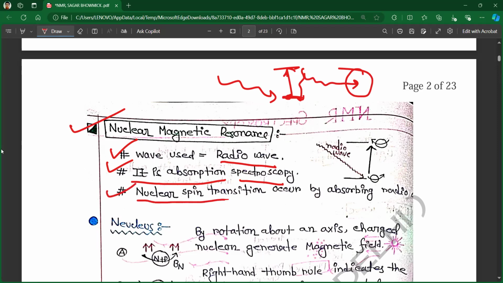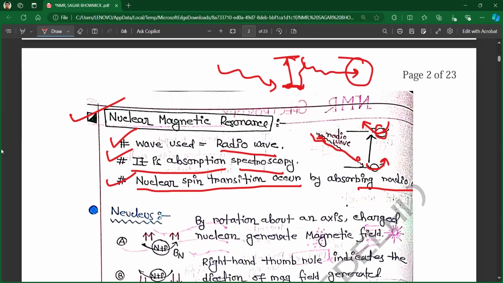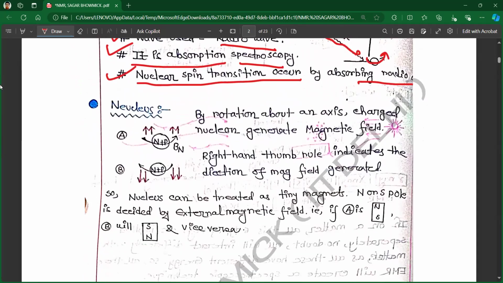Next, nuclear spin transition occurs by absorbing radio wave. For example, a nucleus in ground state was in this spin, so it will undergo transition from ground state to excited state, and the spin will be inverted. Now, as this spectroscopy is nuclear magnetic resonance, every term is important here. So let's first understand what is nucleus. Let's understand in a deeper way.